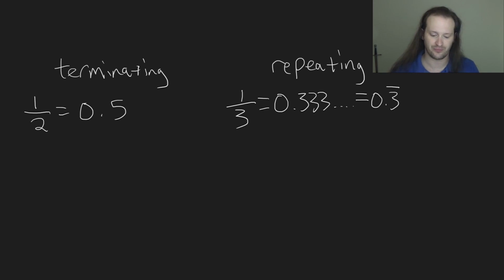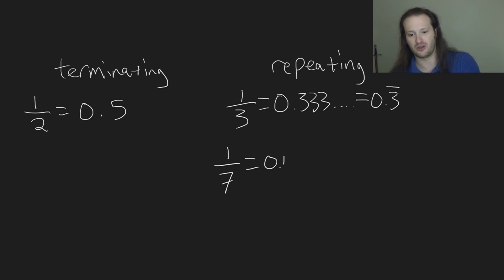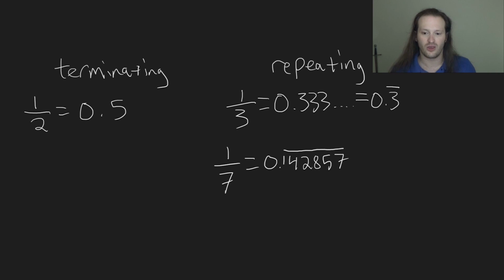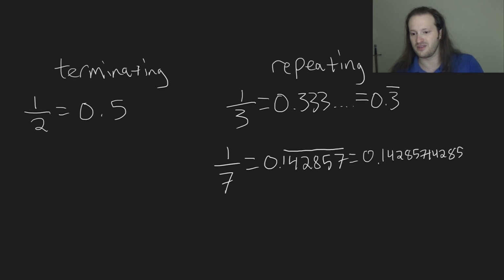I'll give you another example of something that's repeating. So we have 1/7, which is the same thing as 0.142857, with the bar over the entire chunk there. So if I were to want to expand this out a little bit further, it'd be 0.142857142857 1, and like that. So any terminating or repeating decimal can be in the form of a fraction. But what about non-terminating, non-repeating decimals?